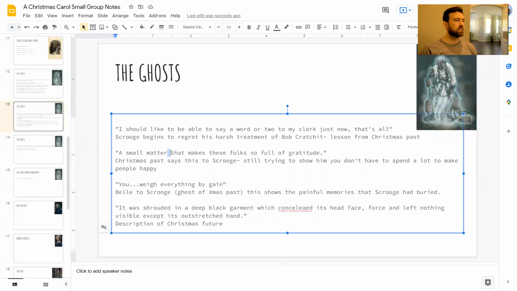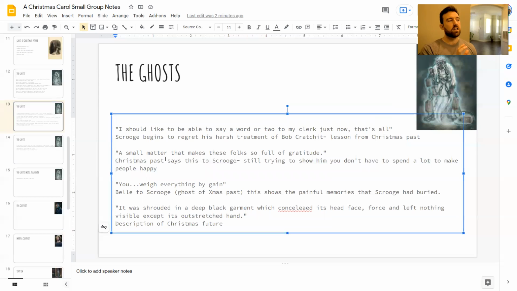"A small matter that makes these folks so full of gratitude." Now, this is a very interesting quote because this is the Ghost of Christmas Past telling Scrooge that you don't have to spend a lot of money to make people happy. And the Ghost of Christmas Past almost sort of tricks Scrooge a little bit here. He's like, why is everyone cheering for Fezziwig? And then Scrooge instinctively defends Fezziwig and says, Fezziwig has the power to make us happy or sad. It's not the money, it's the attitude, what we might call the heart posture.